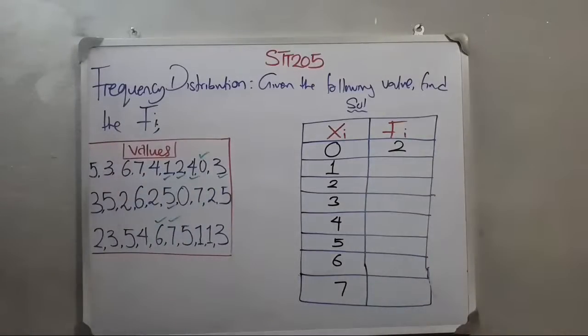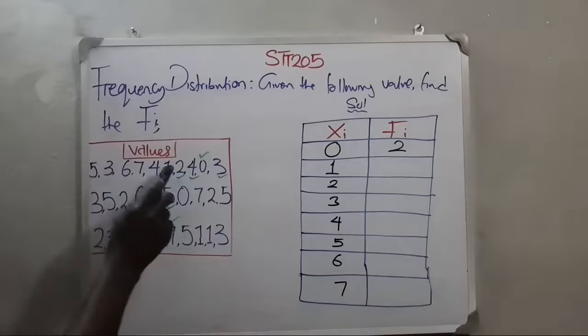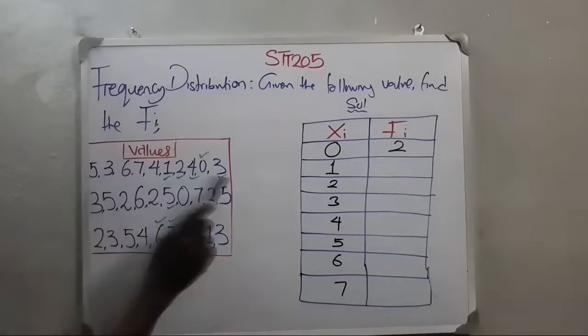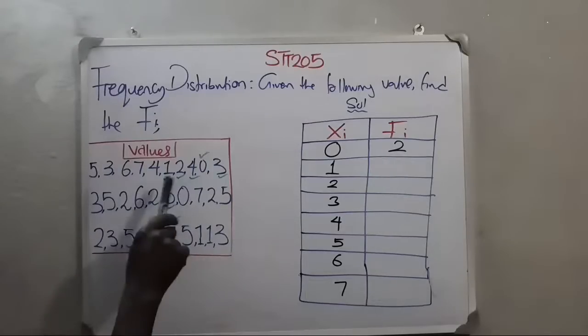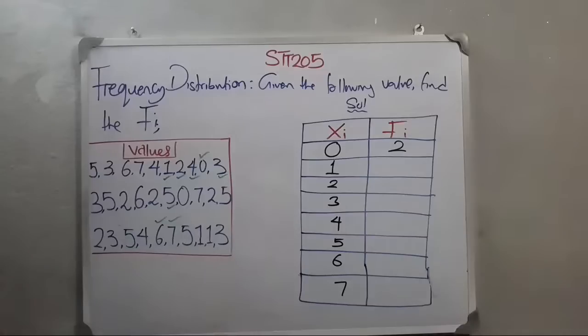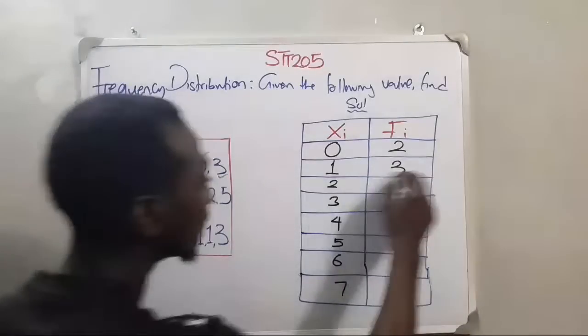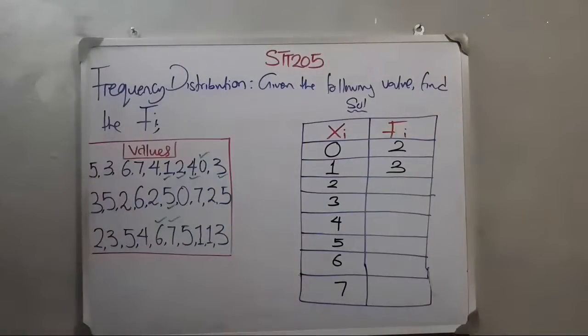So 1 is the next one. Now let's look at the frequency distribution for 1. We have 1. Nothing here, nothing here. We have 3. This is 1, 2, 3. So we have 3. I hope we are getting it.